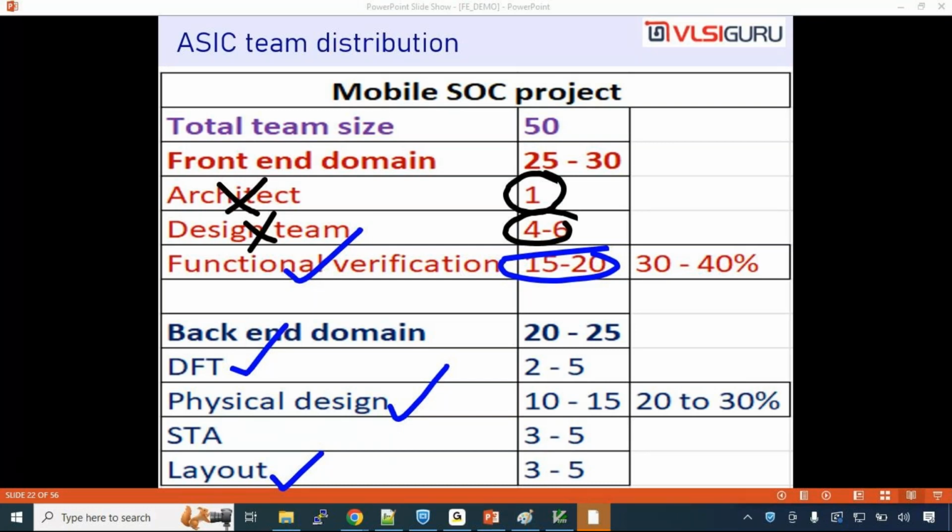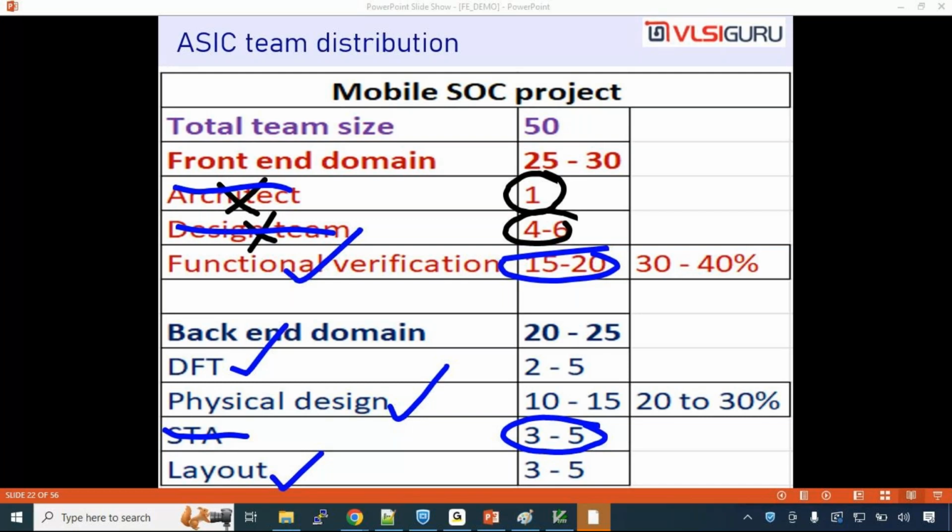In one way it makes it easy for you. You know that you are not suitable for the architect role. You are not suitable for the design role. I mean, after 2 years, yes, after 2 years you can move to the design team. STA also they don't hire because anyway they need fewer people. It's a very important work. STA is a very important topic actually. Timing analysis is very important. So they don't hire freshers for that. So like that you have to choose between these domains.